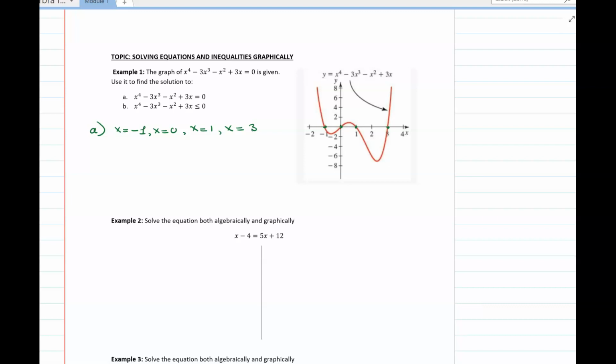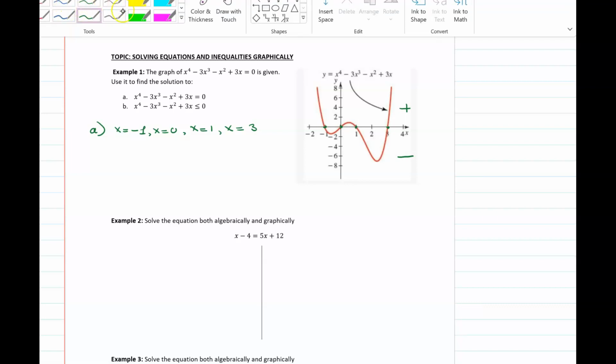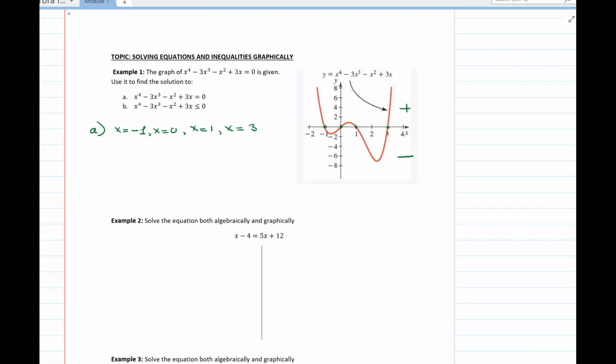And again, when we look at this graph, we divide the graph in two sections. Everything that's above the x-axis is positive. Everything below the x-axis is negative. So the negative portion of this graph is here. Everything that's less than, right? Then that is below the x-axis.